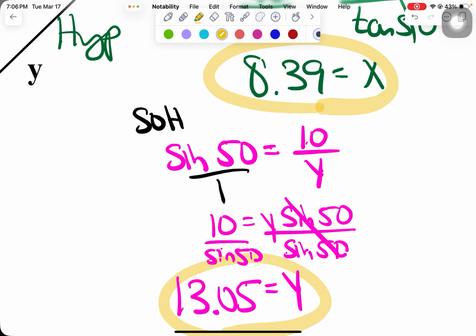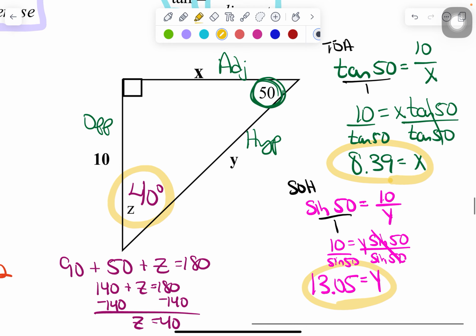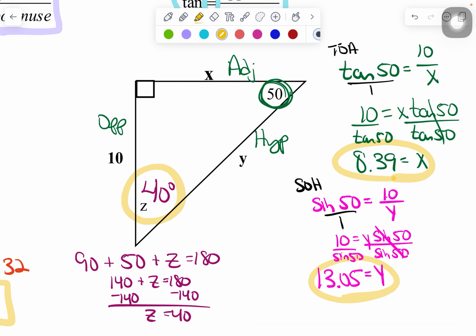Okay, I'm going to close out that calculator. All right, there's all the bits, parts, and pieces for question number 1, part 2.